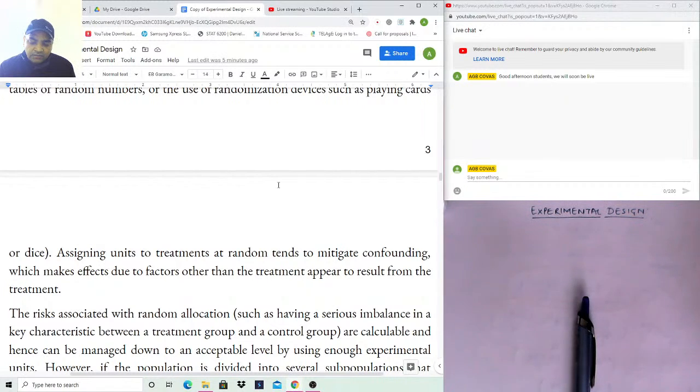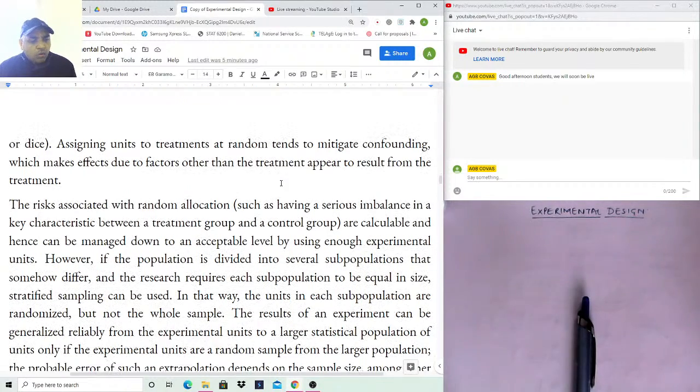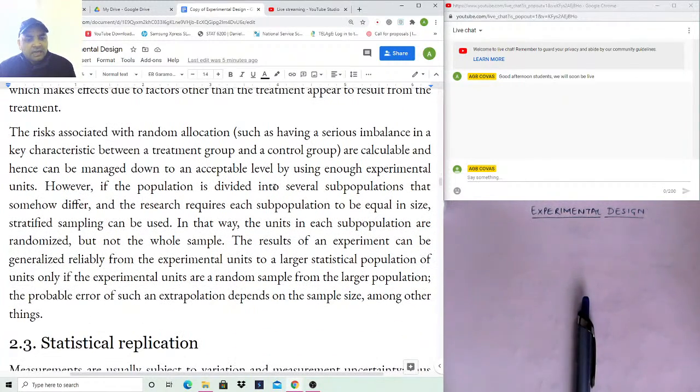That is, whatever results you are getting, the uncontrollable variables will be hidden. That is, they will be equally distributed among the treatments. So you will not be having any confusion, right? Now, the risk associated with random allocation is such as having a serious imbalance in the key characteristic between the treatment group and a control group.